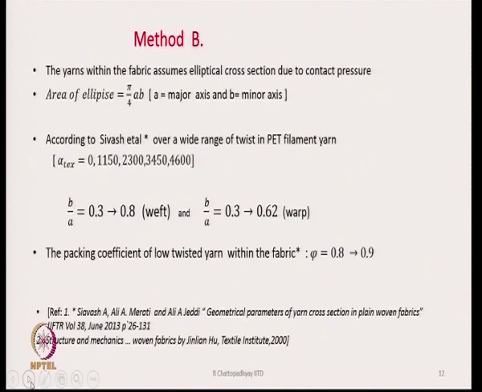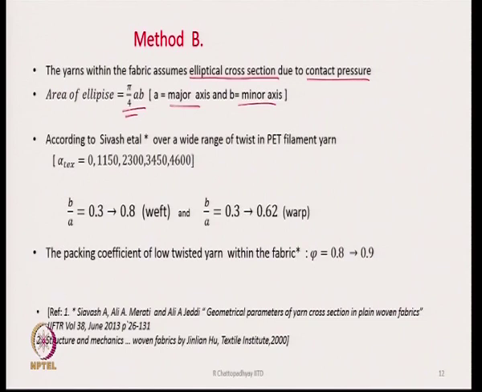The other method of finding out the yarn count is also stated here. Now, we all know this is very common, that yarns within the fabric assume elliptical cross sections due to contact pressures. Area of an ellipse is pi by 4 a b, where a is the major axis, b is the minor axis. You all know that. So, we are assuming that each and every yarn is actually elliptical within the fabric.